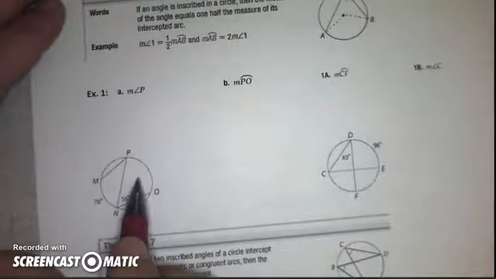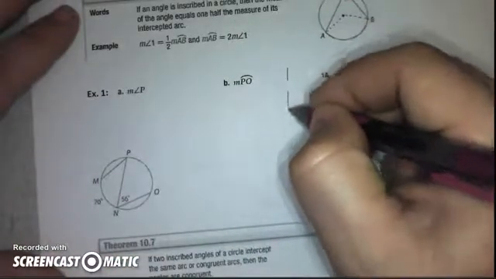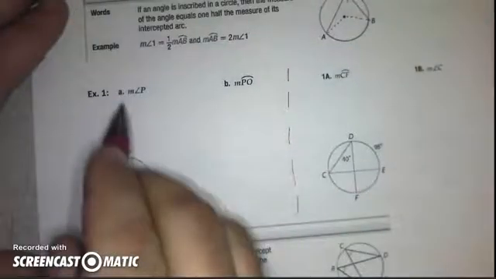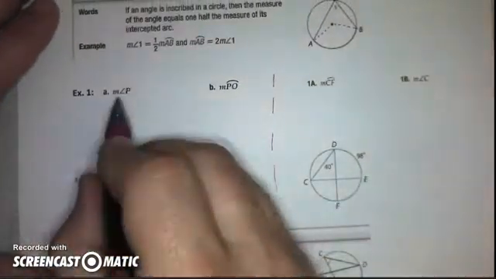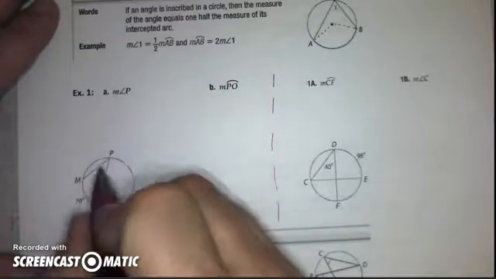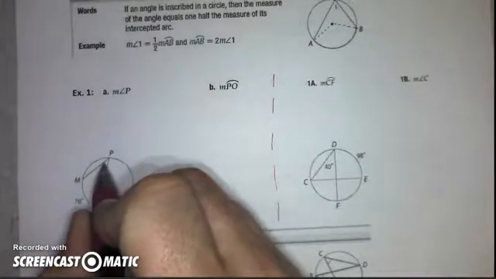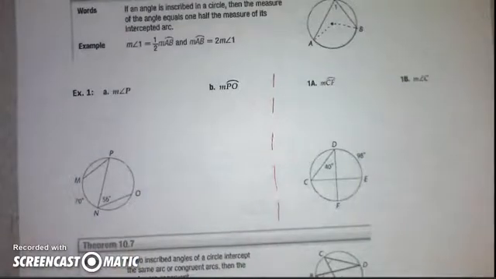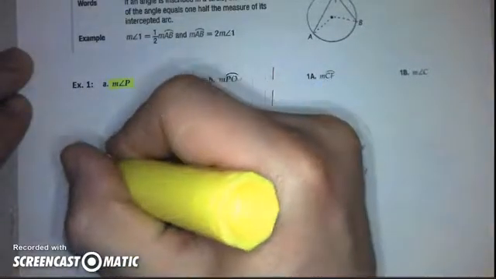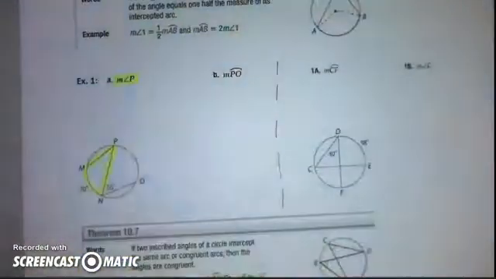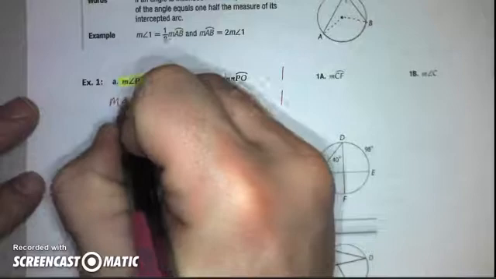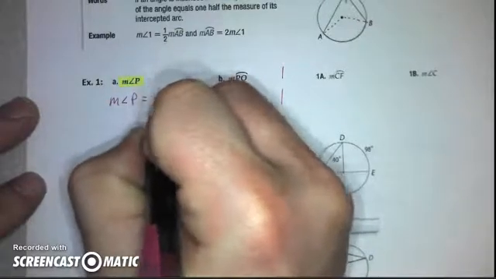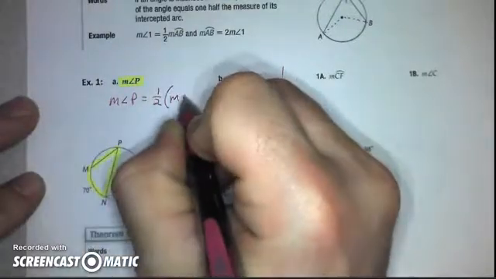Okay? So in our example 1, we're going to use these two circles for these two separate parts. In this example 1, part A, they want to find the measure of angle P. Well, we have the measure of angle P here, which has the intercepted arc MN. You'll remember that the angle is half the intercepted arc. So the measure of angle P is 1/2 the measure of arc MN.